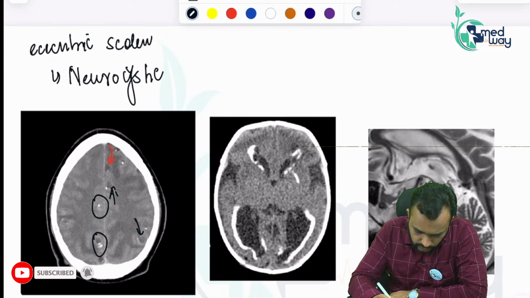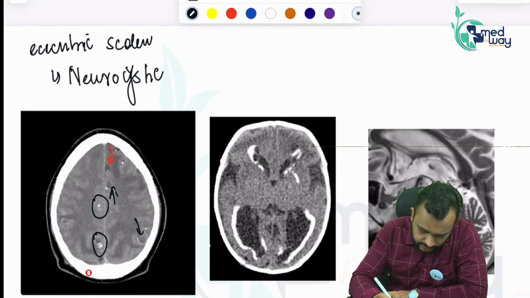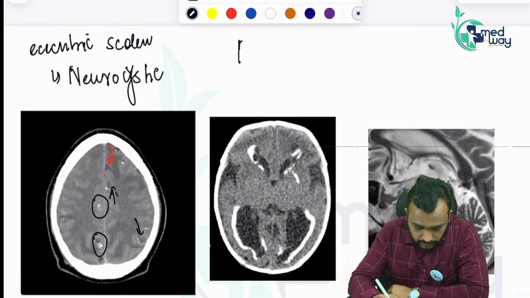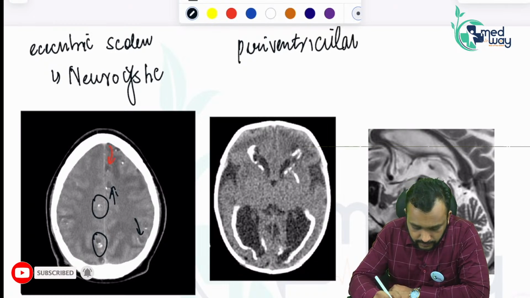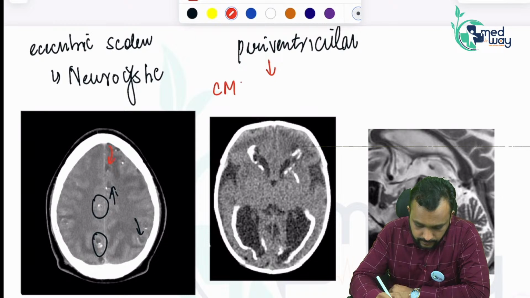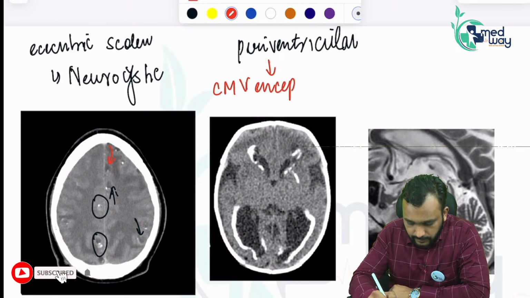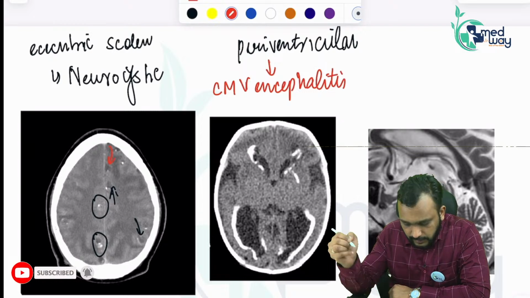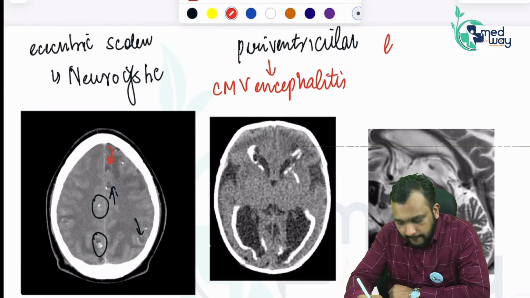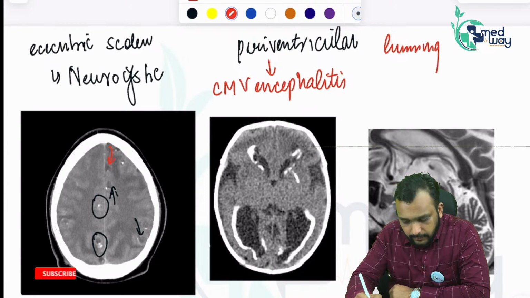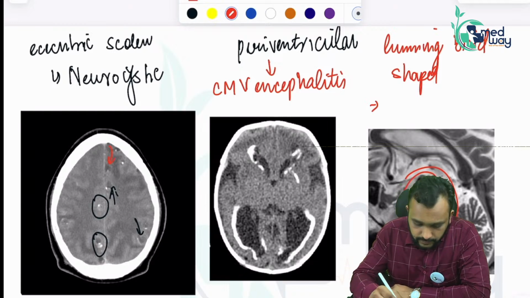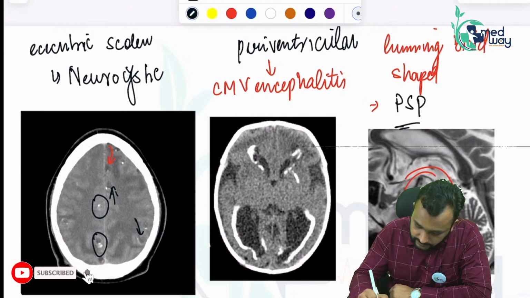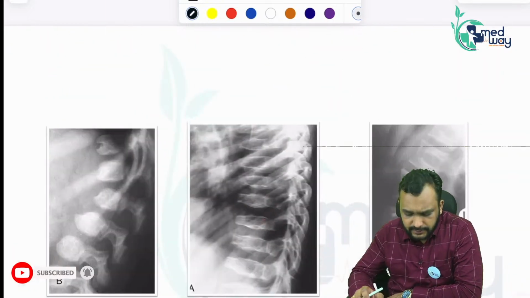Second image, here I am showing you that there is periventricular calcification, and this periventricular calcification is seen in patients with CMV encephalitis. Hummingbird-shaped appearance of the brainstem is seen in patients with progressive supranuclear palsy.